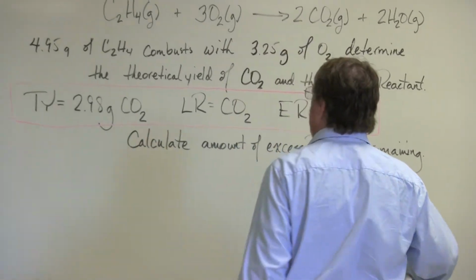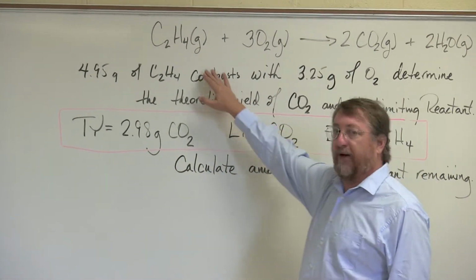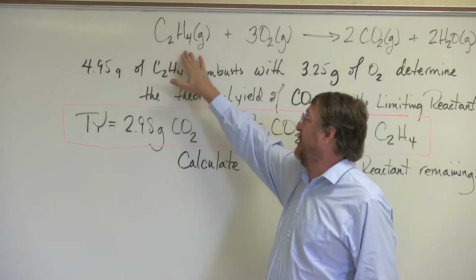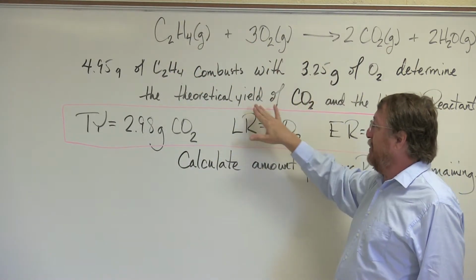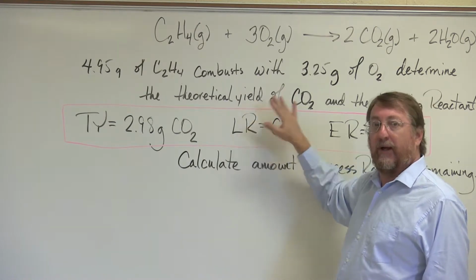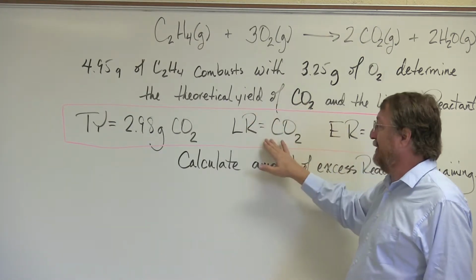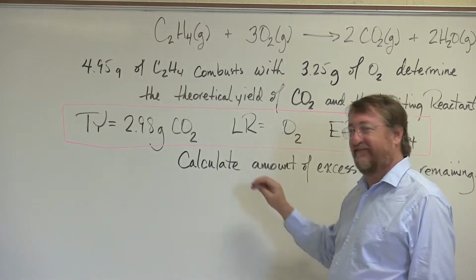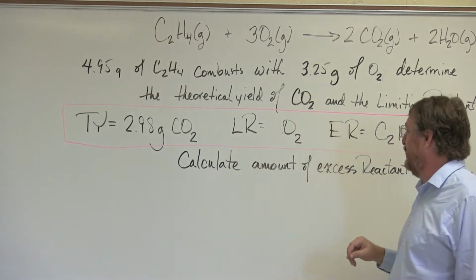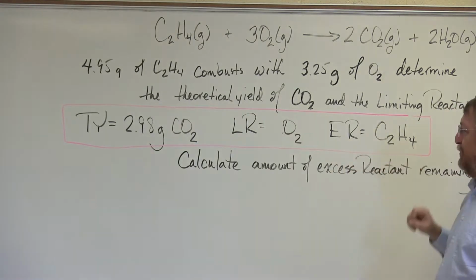We did this calculation in the previous video. The combustion of C2H4, we call this ethylene, and it produces carbon dioxide and water. We did the calculation of the theoretical yield of CO2 and proved that the limiting reactant is O2. Okay? Limiting reactant is oxygen. The excess reactant is C2H4.